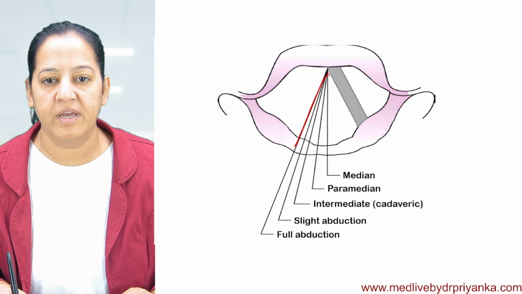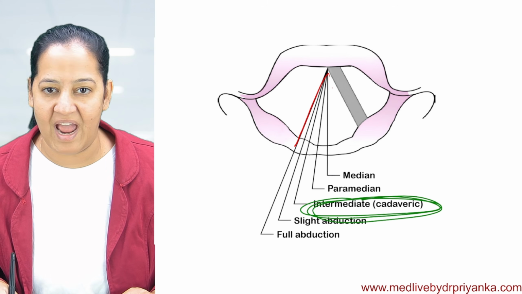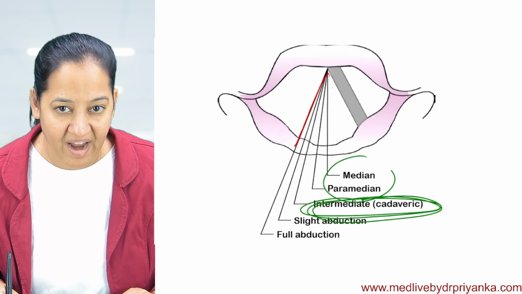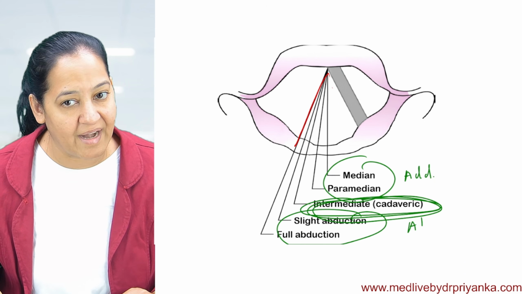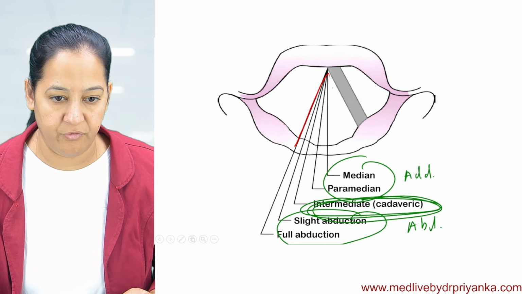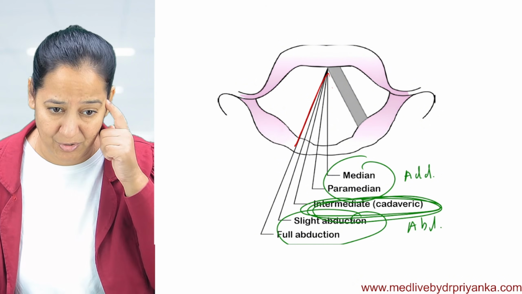So how many positions do we have? There are 5 positions. This is cadaveric. If no adductor and abductor act, it is in cadaveric. If adductor is acting, median or paramedian. If abductor muscles are acting, it is slight abduction or full abduction. I assume you know which is adductor, which is abductor. People, please use your common sense.